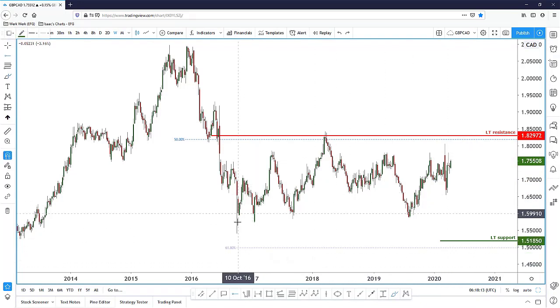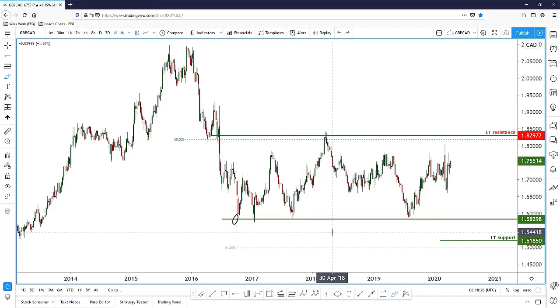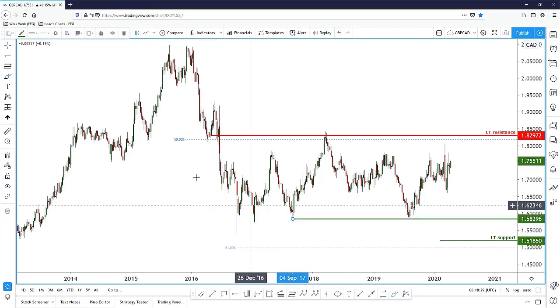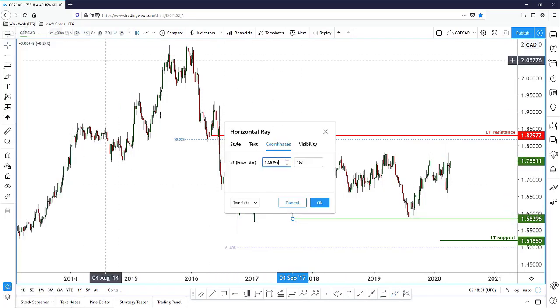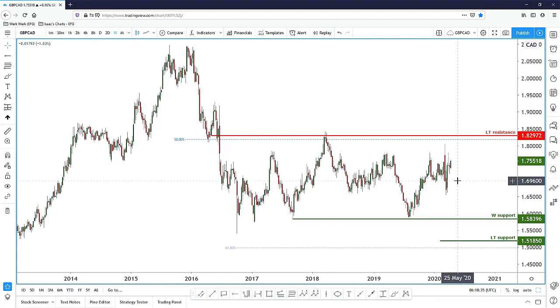Graphically speaking, we can see some sort of a weekly support level here, right? Because if I were to extend it further back, you can see that price actually tested it once, twice, and a third time. So with that, we call this our weekly support. Now that we've got our weekly support, we want to look for our weekly resistance. Graphically speaking, there's sort of a resistance here.